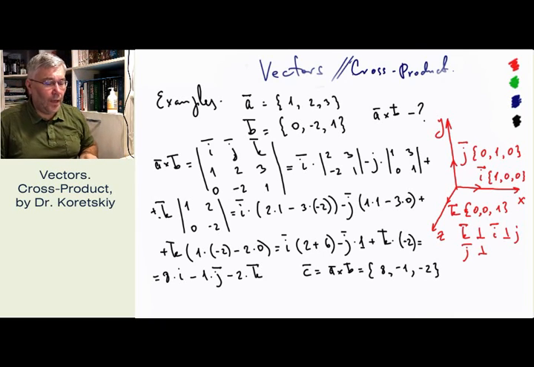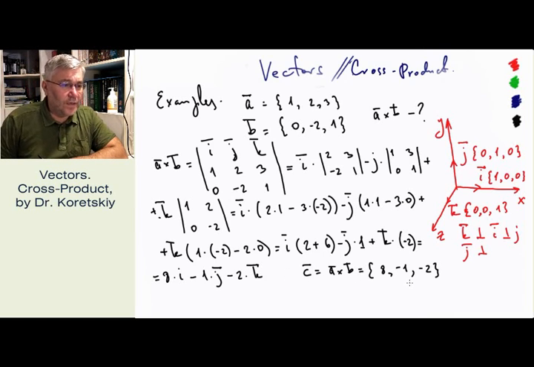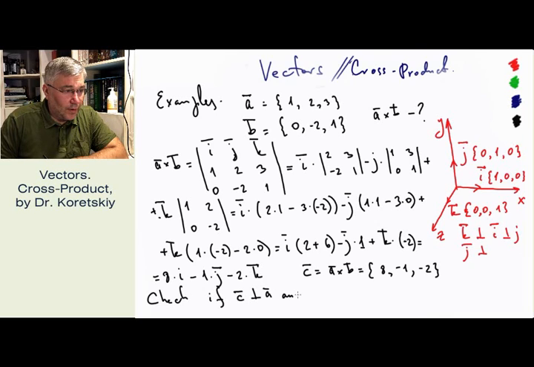Okay. How can we check that this vector is perpendicular to both of the given two? Let's check if C is perpendicular to the vector A and vector B or not. It's very easy to do here. I use new ink here, if you don't mind. I tried to make it for the vector A.